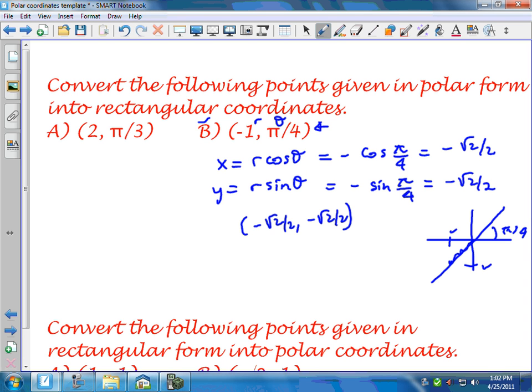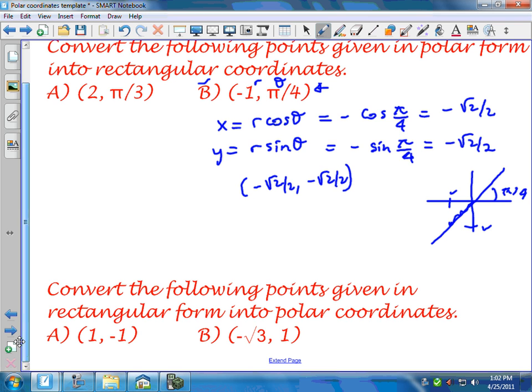Okay. Now I'm going to ask you to do the reverse. And let's do part B on the next example also, please. Part B on the next example. How can we go from, this time from rectangular into polar?